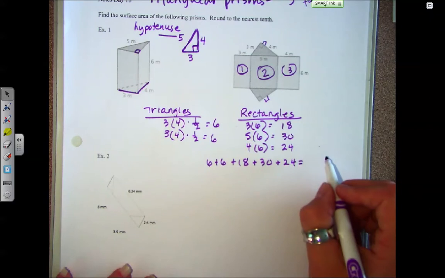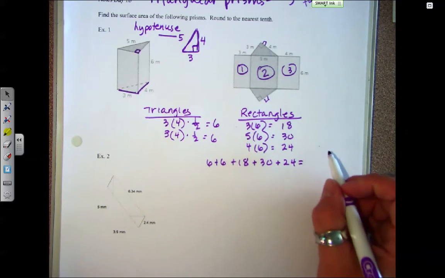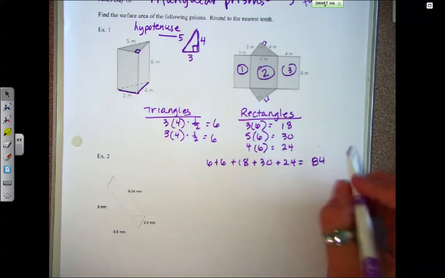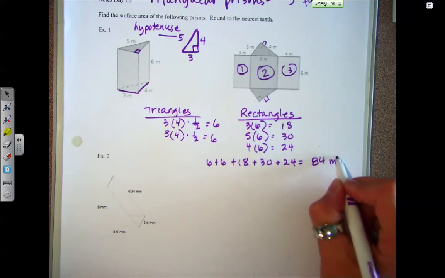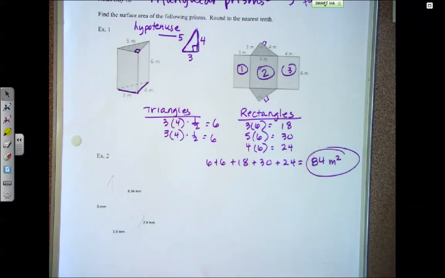So are we at 72 or 84? 72, I think. You're feeling that? I know what you're saying. We could put it into the calculator and determine it for sure. And 84. What are our units? Meters squared. Nice. Just kidding, they're not actually 84. No, they're squared. Yep. Anytime you find the area, it's always squared.